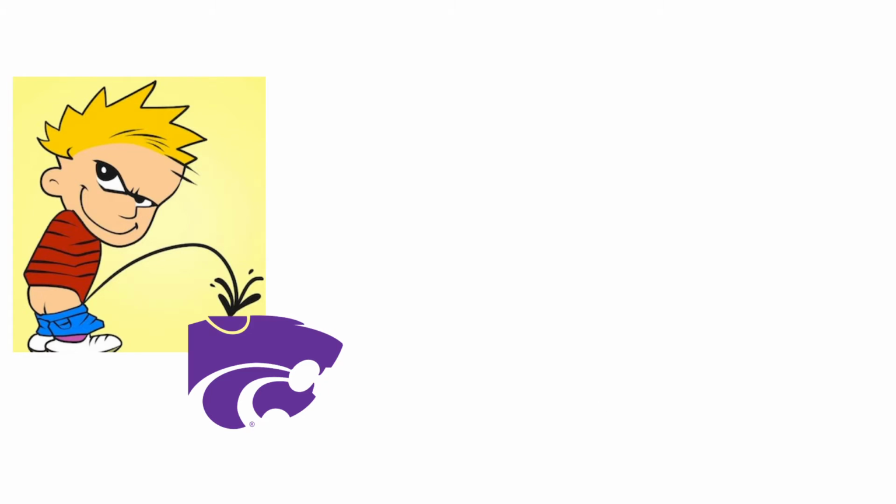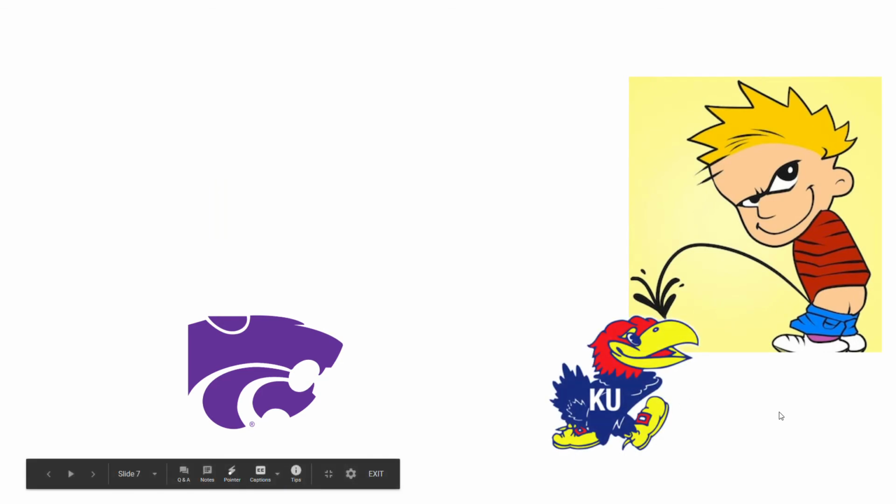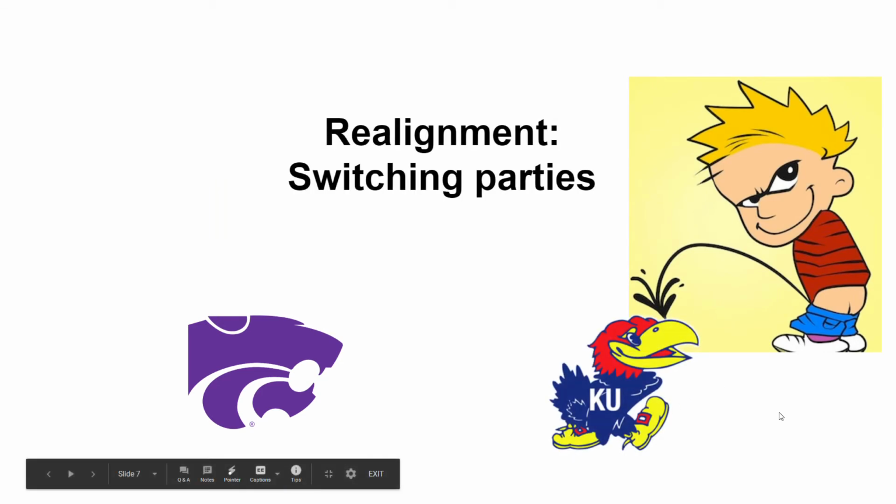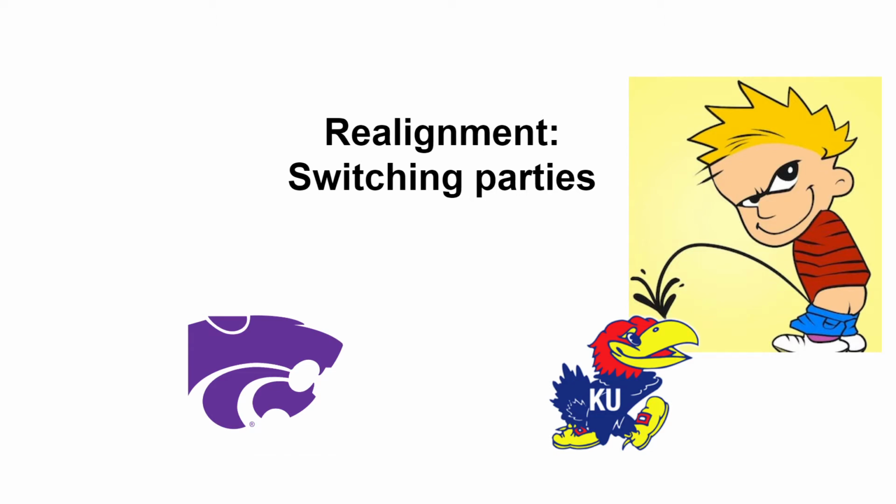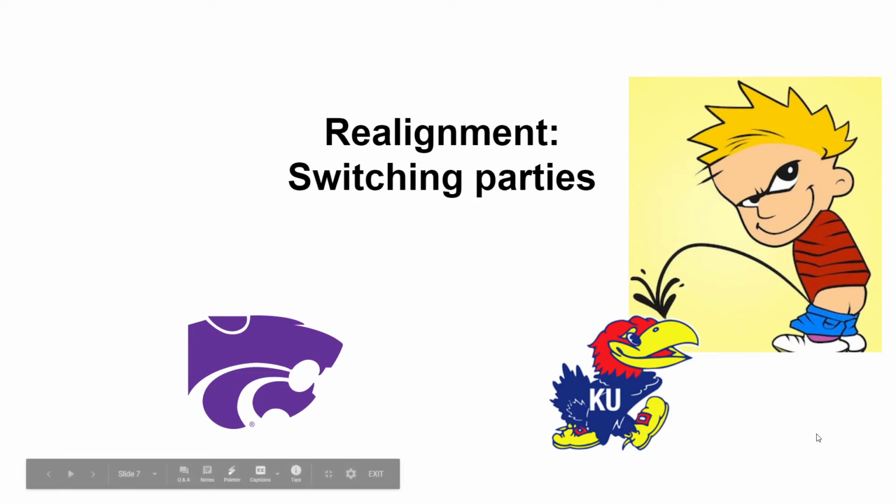All right, let's say I am not a fan of K-State, but then I totally switch, right? And actually, oh, nope, I hate KU now. That is called realignment. I switched parties. So if I was a Republican, didn't like something about it, and I'm flipping over and voting for Democrats, or joining the Democratic Party, or vice versa, that is realignment.